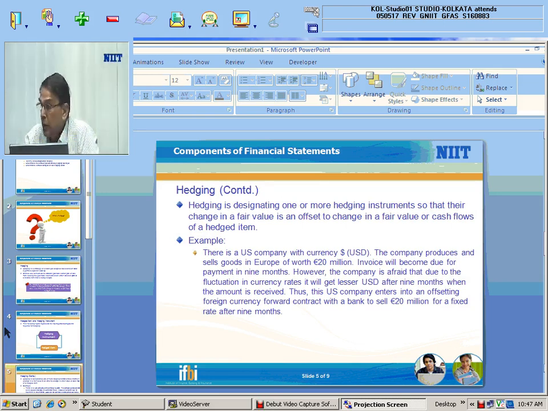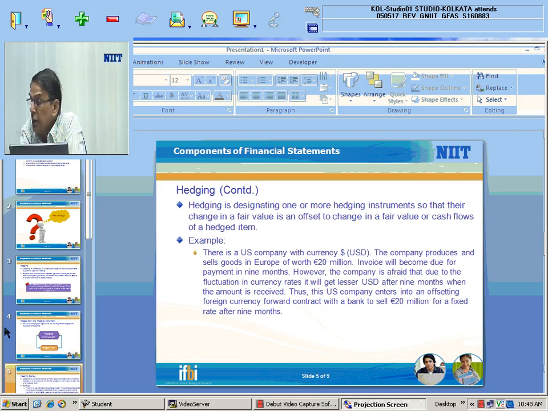So let's look at an example to understand this. There is a US company whose currency is US dollar. The company produces and sells goods in Europe worth 20 million euro. The invoice will become due for payment in 9 months. Whatever they have sold for 20 million euro, the payment for that invoice will become due in 9 months. However, the company is afraid that due to fluctuation in currency rates, it will get fewer US dollars after 9 months when the amount is actually received.